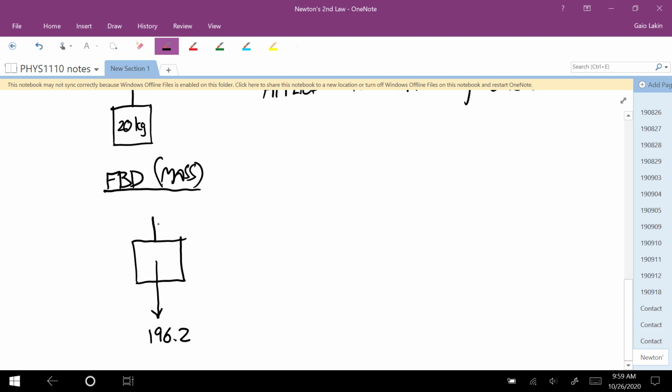And that's a pulling force, so it's going to be along the line of the cable, away from the body. We don't know the magnitude of that yet. We're going to try to figure that out. So I'm going to call that T for tension. And so that's a complete free body diagram. And now we can go to Newton's second law.